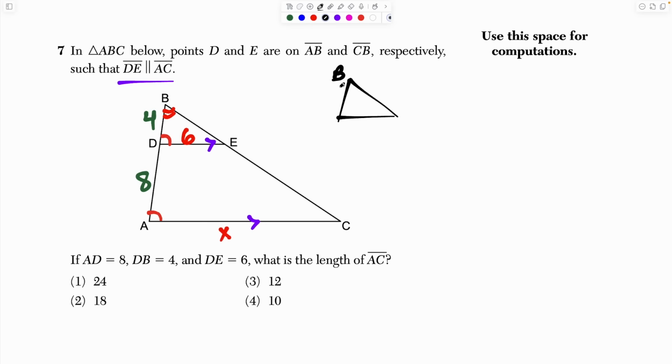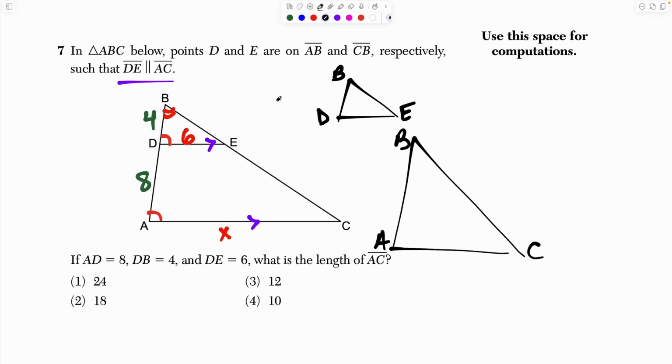Okay, so I could put BDE like this, and I could draw the big triangle over here like this. So I'm going to say this is triangle, we'll call this triangle BAC. And now I'm just going to start labeling stuff here. So I have this side over here.